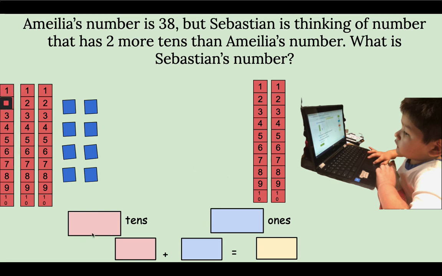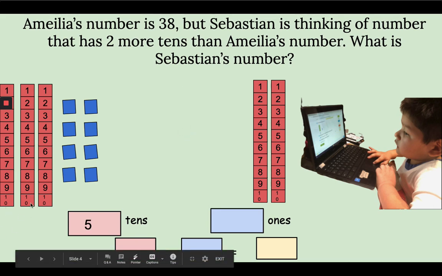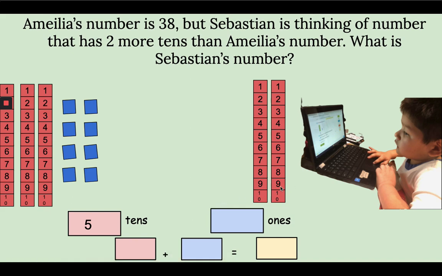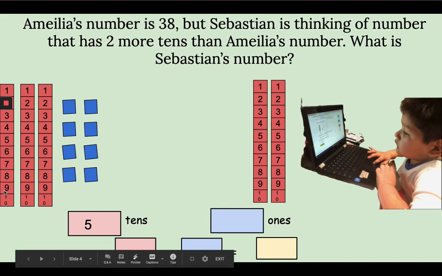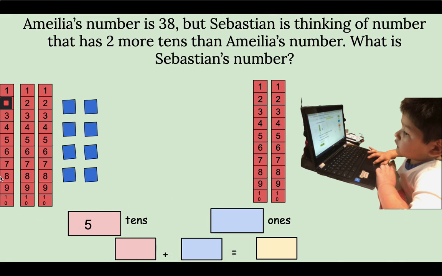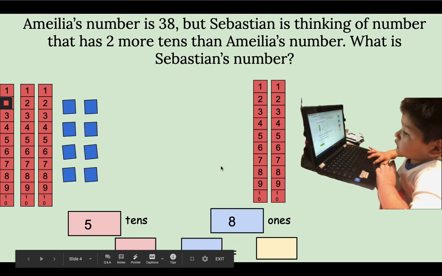So now, what number should go in this tens box? That's right, 5, because there are 3 tens on Amelia's side and 2 tens on Sebastian's side. 3 plus 2 is 5, or we can just count all of the red groups of 10. Now, did the number of ones change? Amelia has 8 ones. Does Sebastian have any ones that we need to add? No, he doesn't. So that is going to stay as 8.